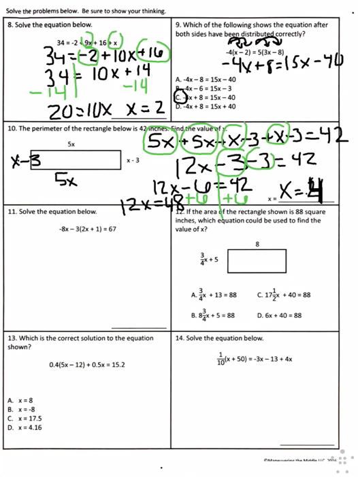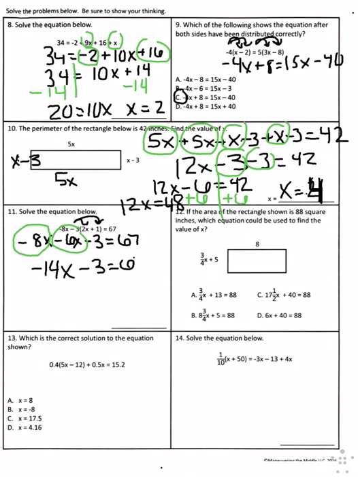Number 11, solve the equation below. We start by distributing. Distribute means multiply. So negative 8x minus 6x, 3 times 2 is negative 6. Negative 3 times 1 is negative 3 equals 67. I combine my like terms, negative 8x and negative 6x. Negative 8 and negative 6 is a negative 14x. Minus 3 equals 67. Continuing to combine like terms by doing the opposite, I do a plus 3. Negative 14x equals 70. My last step is to divide. 70 divided by negative 14 is going to give me a negative 5.